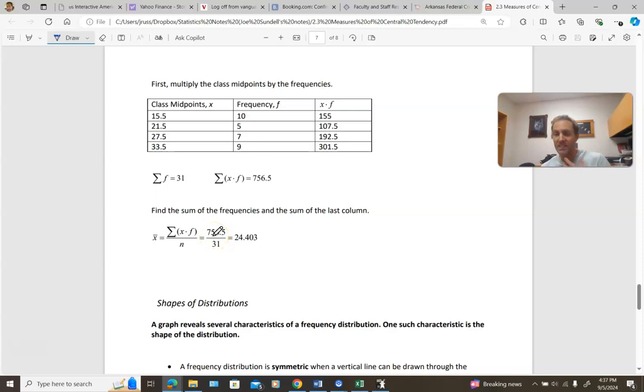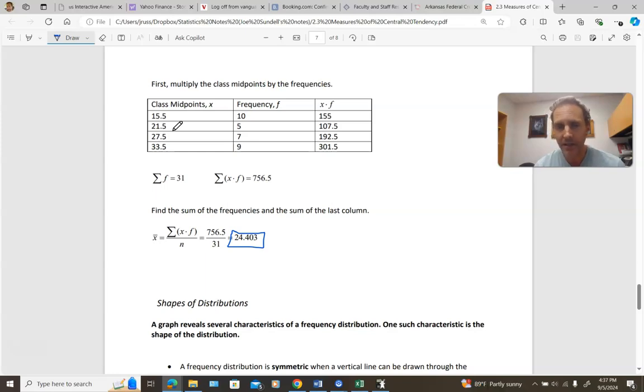The sum of the frequencies is actually n. It's the number of data values, right? And so in this case, we'd end up getting 24.403. And that would be the estimated average.